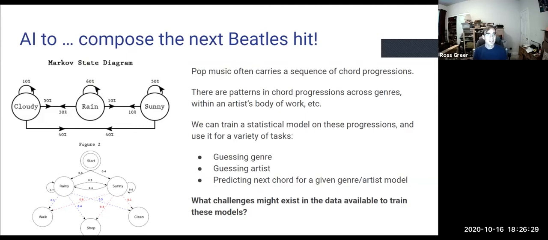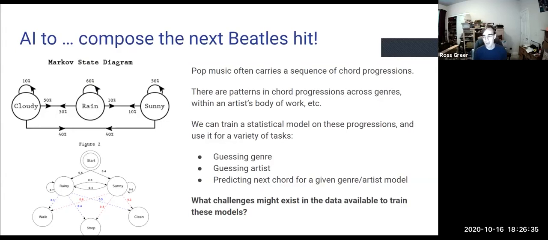And we can think of these as being a probabilistic process. If you hear a C major chord on the radio, the next chord you hear is probably not going to be F sharp minor. So there's an inherent probability and structure to these. And we might also say that within a single genre or a single artist, we might expect the same chord progressions to appear throughout the music.